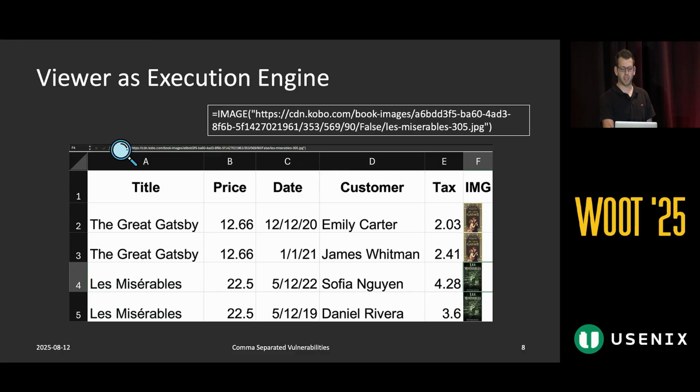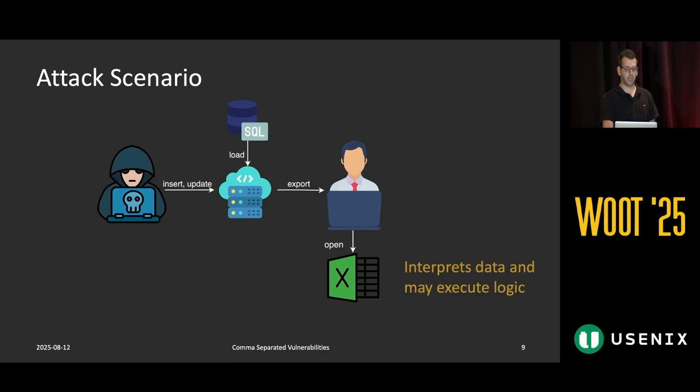So with this information, we now have the following attack scenario. We have an attacker that tries to insert data in a web application. And on the other side, we have an employee or a user of this web application that exports this data later on. This could be days, weeks, or even years later. And then opens this export with a spreadsheet application, for example, Excel. And Excel will interpret this data and may execute some logic.